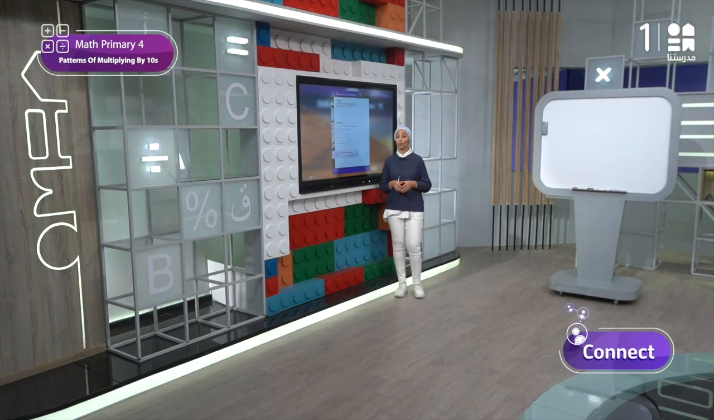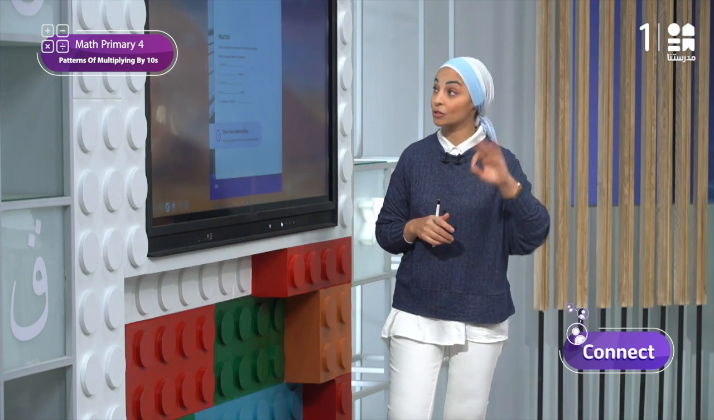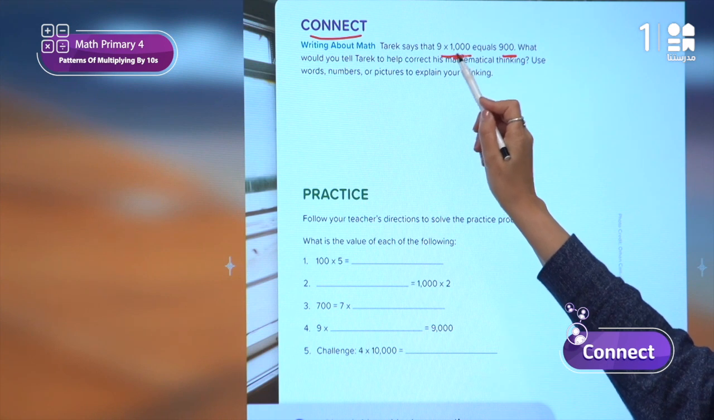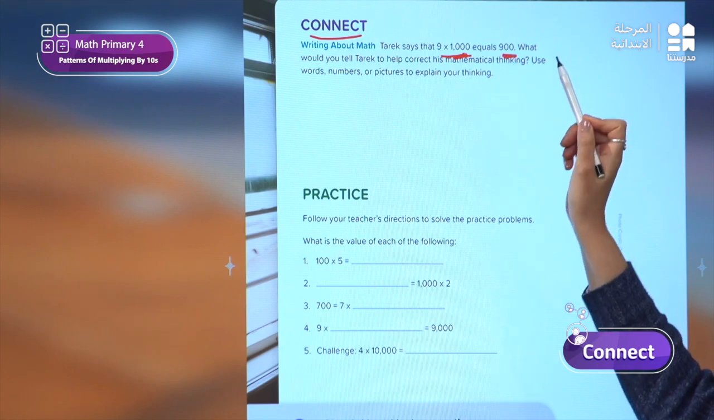And now, of course, all our answers will be similar. In the end, our answer will be the same answer. We will say that Tarek hasn't noticed the place value and the pattern of multiplying by 10. He doesn't notice that there are 3 zeros in 1000, and that the answer should also have 3 zeros.